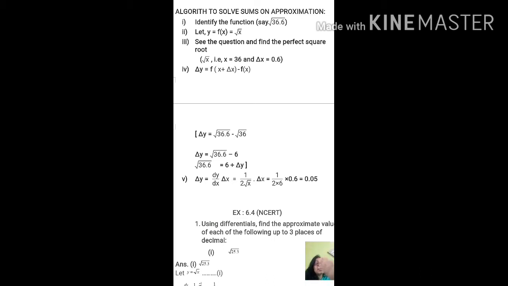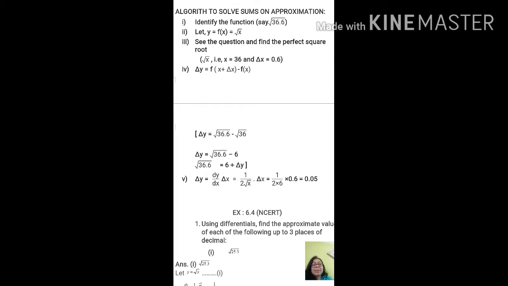Next, delta y, the formula we had formed, is delta y is equal to dy/dx into delta x. d/dx of y, where y is root x, the derivative of root x is 1 by 2 root x, into delta x. So root x means root 36, 1 by 2 into root 36, that is 2 into 6, and delta x is 0.6. So after calculation we will get the value 0.05, and that is the error.